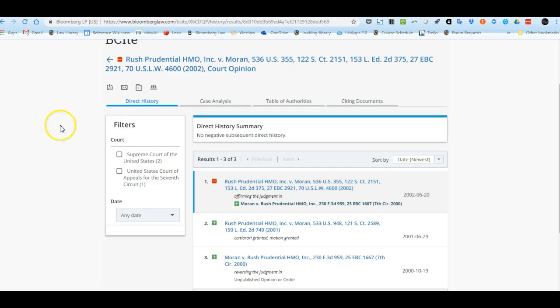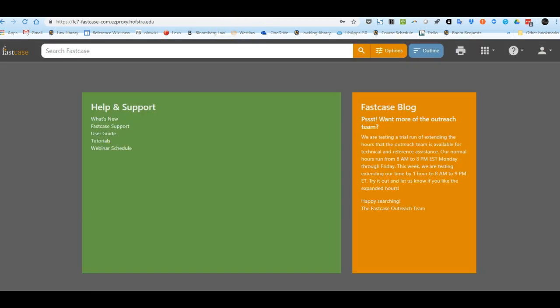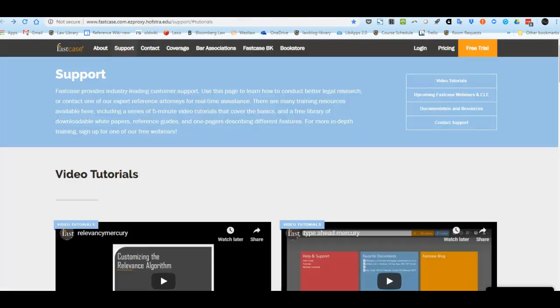Okay. What I am going to mention, but admittedly not show you, is FastCase. FastCase also has a citator, and will tell you not only what cases cite to your particular case, but also the treatment of those cases. So you can use it for validation as well. There are tutorials on FastCase.